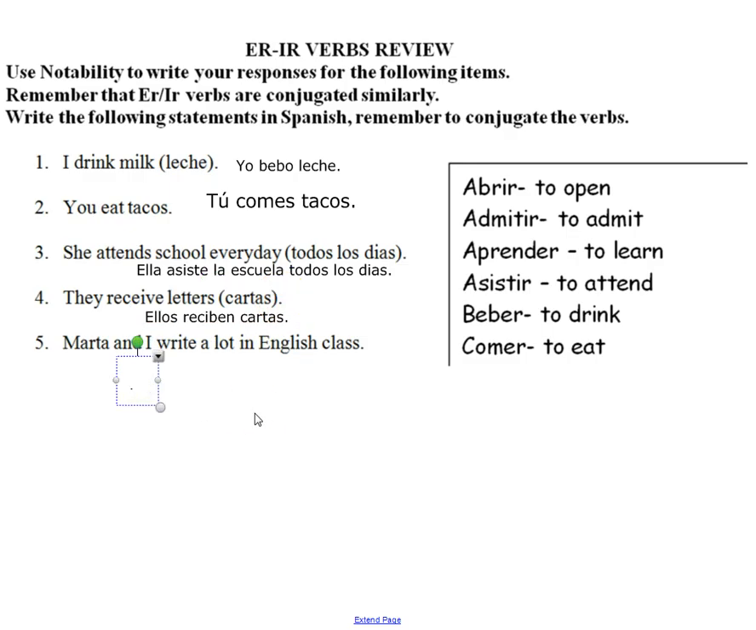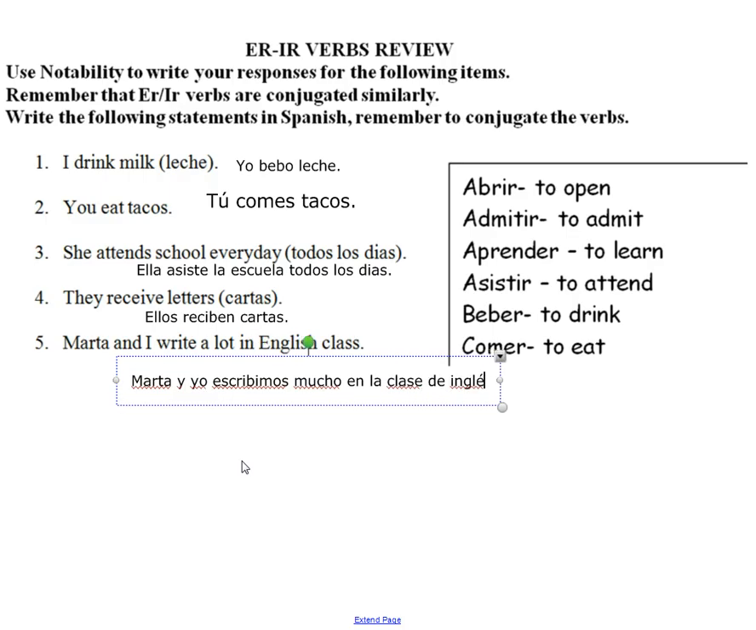This is the one that kind of tricks a lot of people. We have Marta y yo. Okay? Marta and I. Anytime you have this "y yo" kind of statement, you know it is nosotros, because it means Marta and I, so it means we. So Marta y yo, and we have escribir. So escribimos. Okay, a lot is mucho en la clase de inglés. Or you could just put en inglés if you wanted to. See? Cool. Those are 5 easy questions there for you, easy responses.